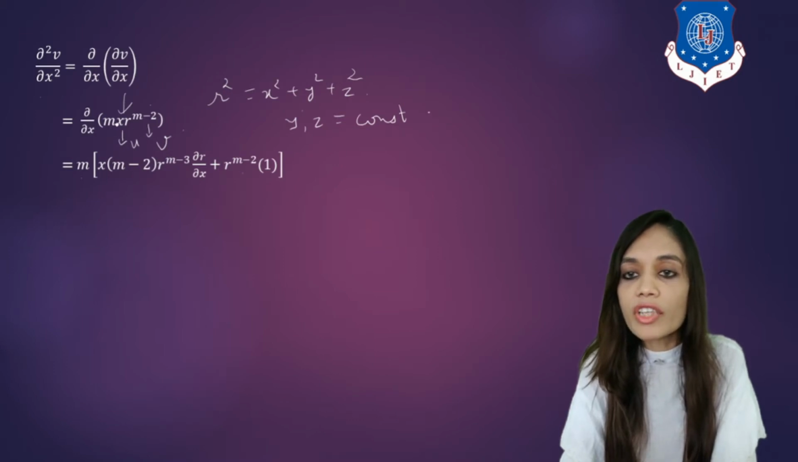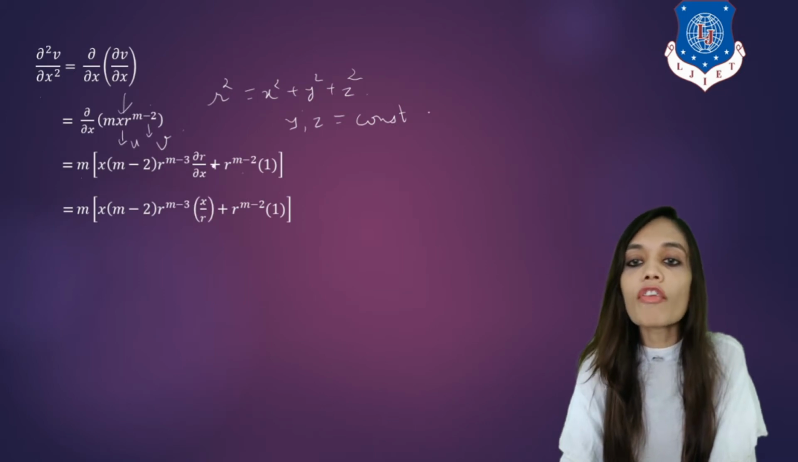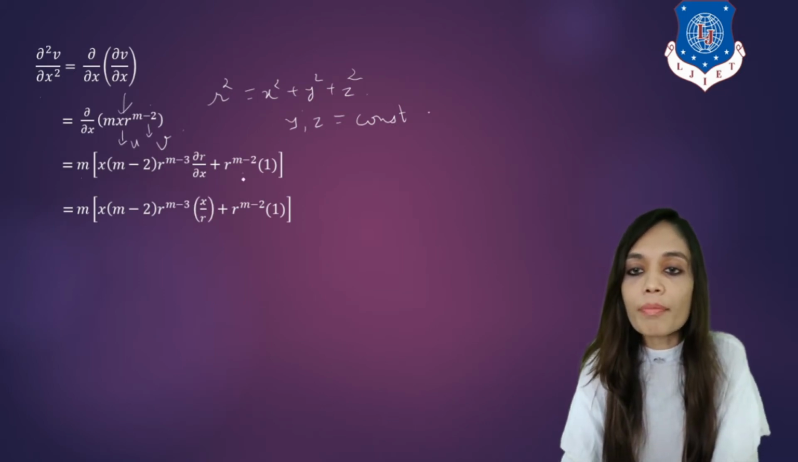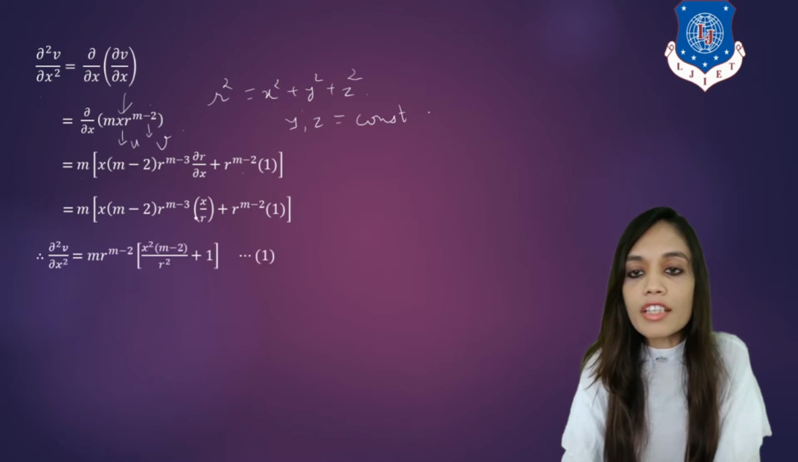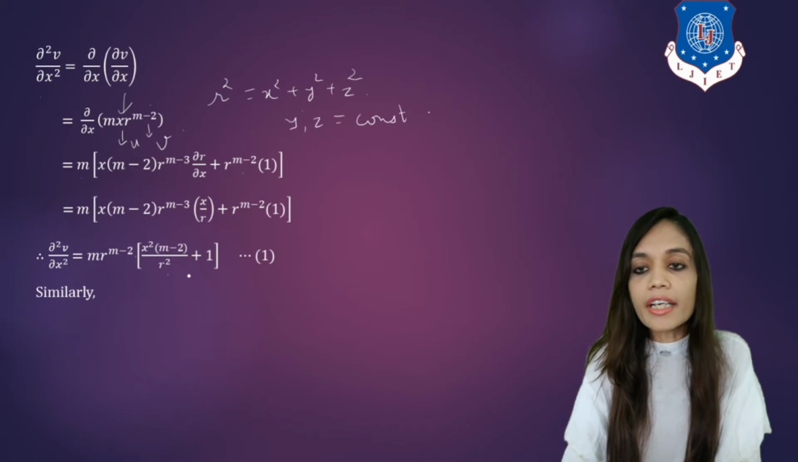So the derivative of this term will be equal to 1. Now we have the value of del r by del x, keeping y and z constant, that is x by r. So on further simplification you will get m into r raised to m minus 2, we have taken this common, and into x into x, that is x square, m minus 2 upon r square plus 1, right?